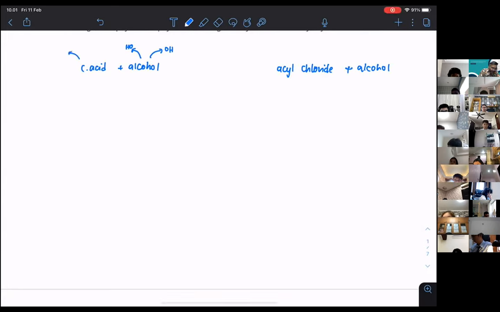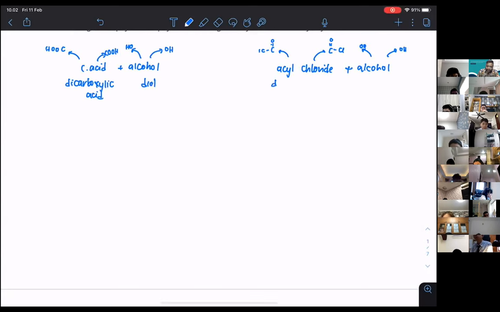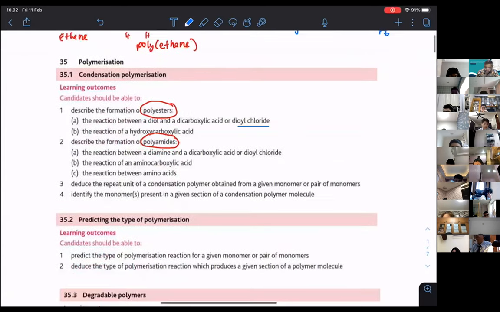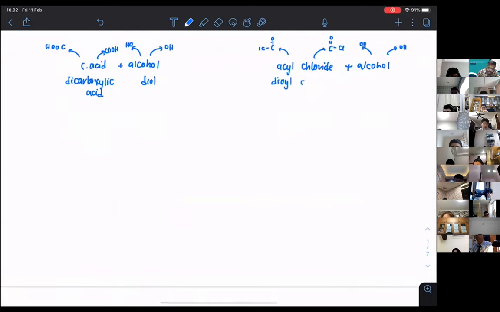For the carboxylic acid, make sure the left part contains carboxylic acid and the right part contains carboxylic acid. The same for acyl chloride: make sure they have acyl chloride groups here, and here also. Make sure here they have OH, and here they have OH. So what are they called? This one is called dicarboxylic acid, and this is called diol. This is di. You can see here, this is going to be diacyl chloride, and this is going to be a diol.